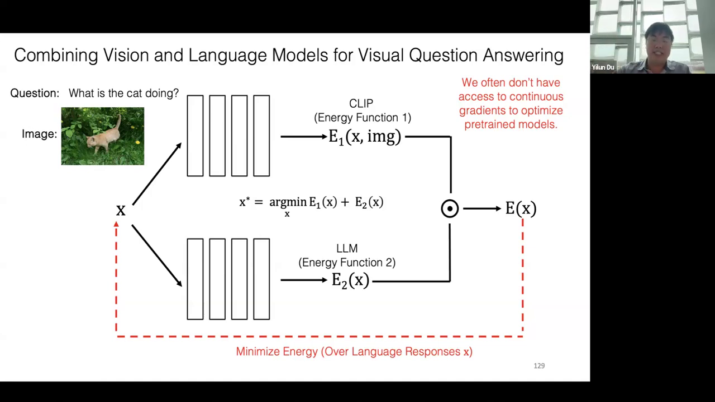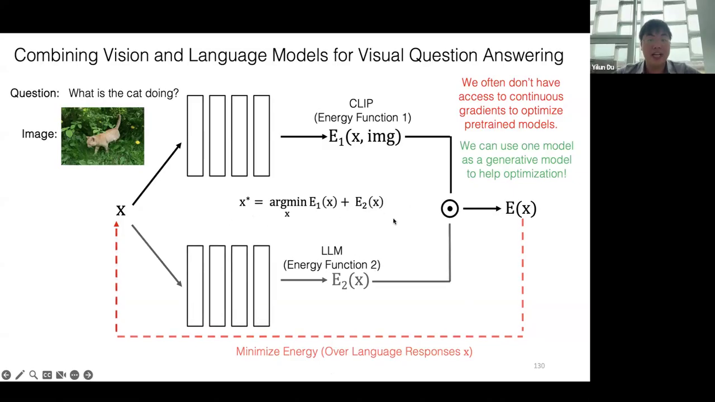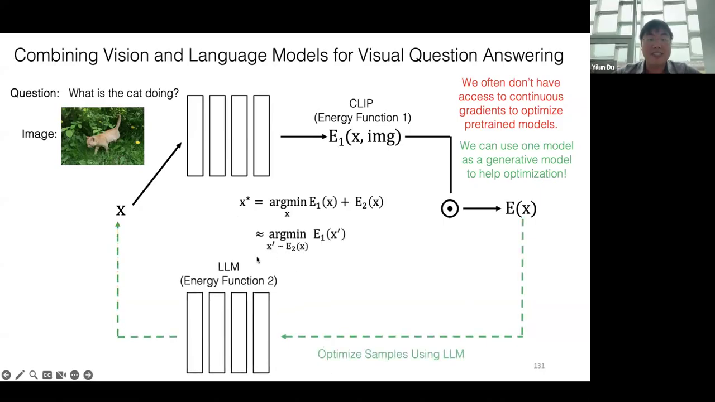And also because you might not necessarily have black box access to these models, so you cannot actually get the ground truth gradients. But one idea is you can still solve this optimization problem by using one generative model to help guide your optimization process. And the idea here is now we can use this large language model to actually guide our optimization. So we can say that optimizing for an answer that minimizes both of these energy functions is the same as simply drawing samples from the second energy function and finding ones that minimize the first one.